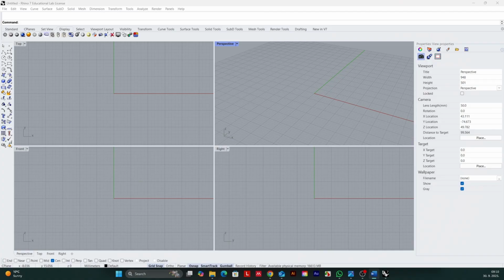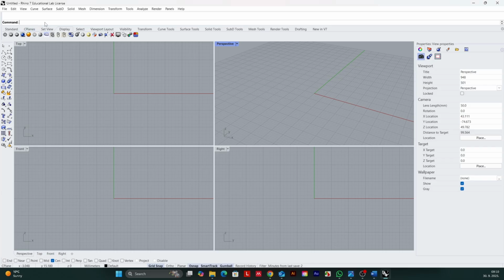Hi everyone, and welcome to this video in which we will show how to create a body-centered cubic unit cell with fully parameterized geometry in Rhino Grasshopper.